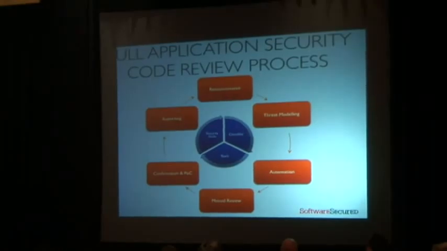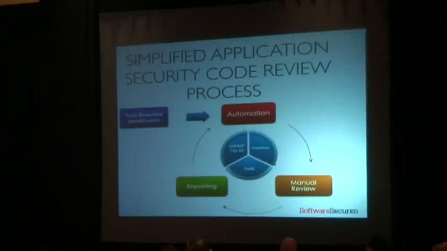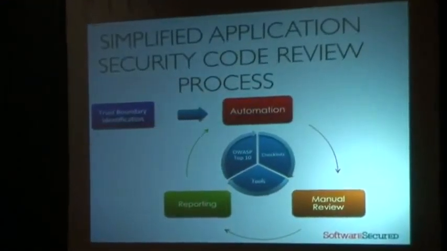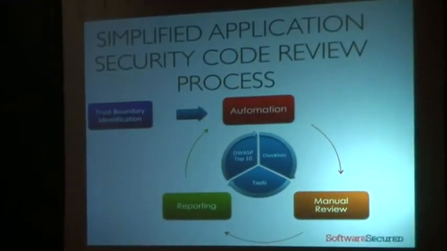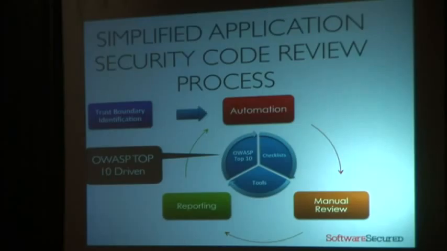That doesn't look very simplified, does it? This is not what we're discussing today. We are discussing today a whole lot simpler approach towards security code reviews. So there are only four steps in this simplified security code review: trust boundary identification, automation, manual review, and reporting. And at the center of that lies OWASP Top 10.